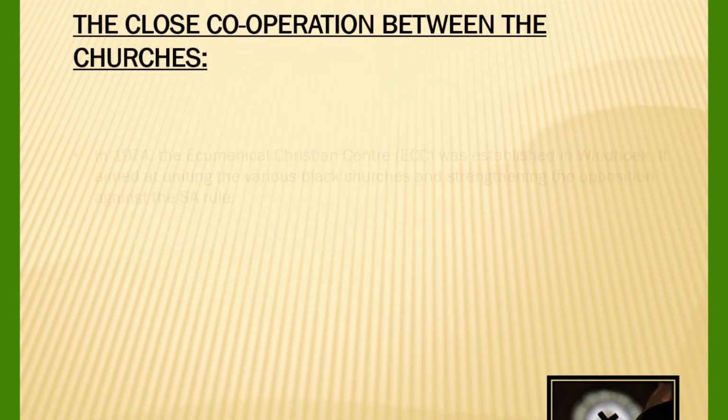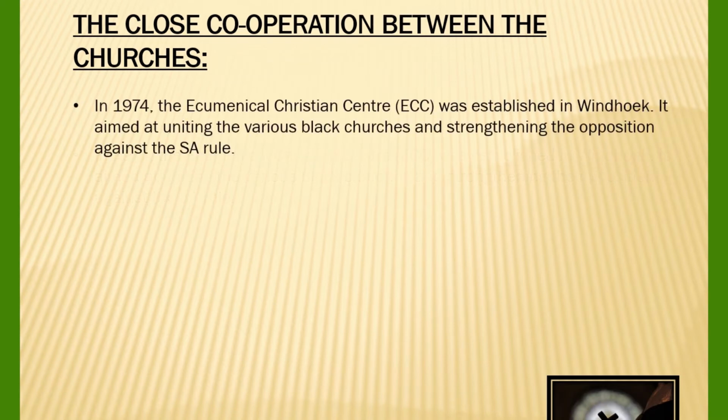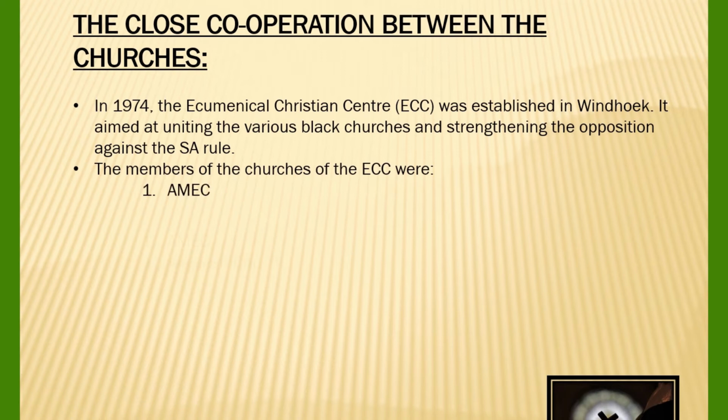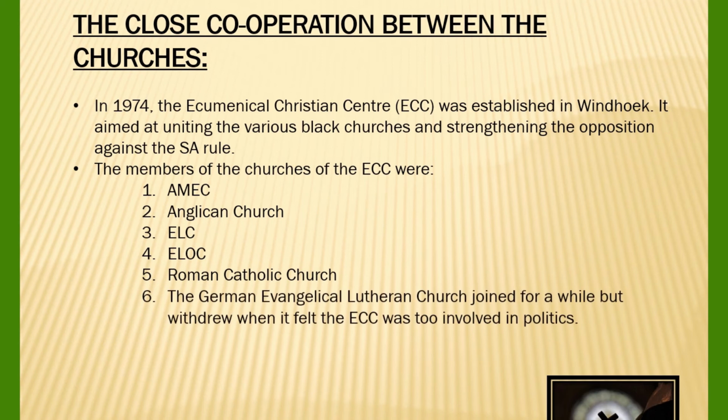Now, let's look at the close cooperation between the churches. In 1974, the Ecumenical Christian Center, the ECC, was established in Windhoek. It aimed at uniting the various black churches and strengthening the opposition against the South African rule. The members of the ECC were the AME Church, the Anglican Church, ELOC, and the Roman Catholic Church. The German Evangelical Lutheran Church joined for a while but withdrew when it felt the ECC was too involved in politics.